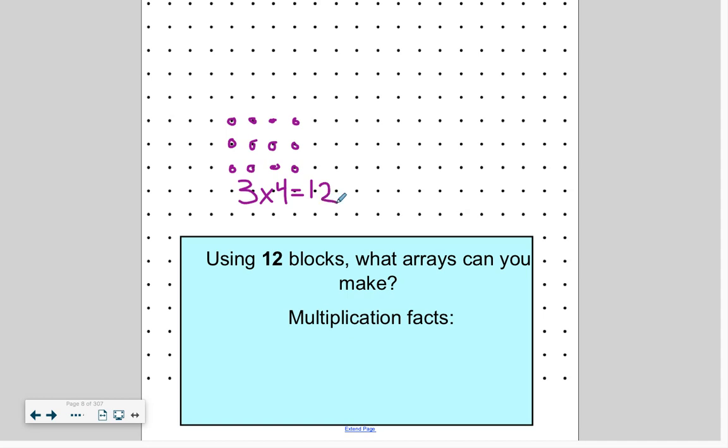Notice when I'm using this grid, I'm circling each individual box. I'm not drawing lines around. I want to show that each different dot is considered a block. So take a couple of moments to figure out how many different arrays you can make for 12 total blocks.